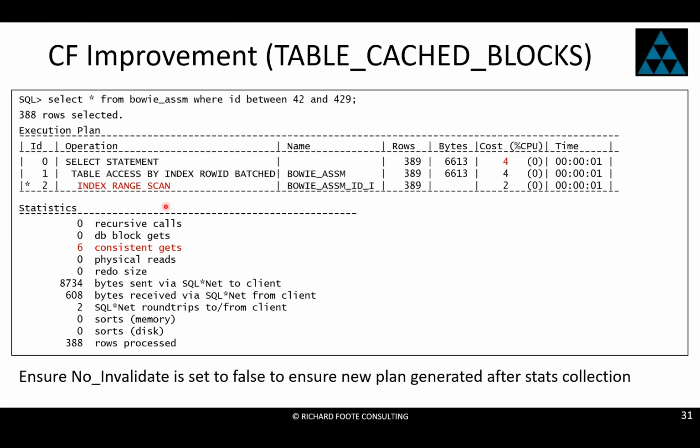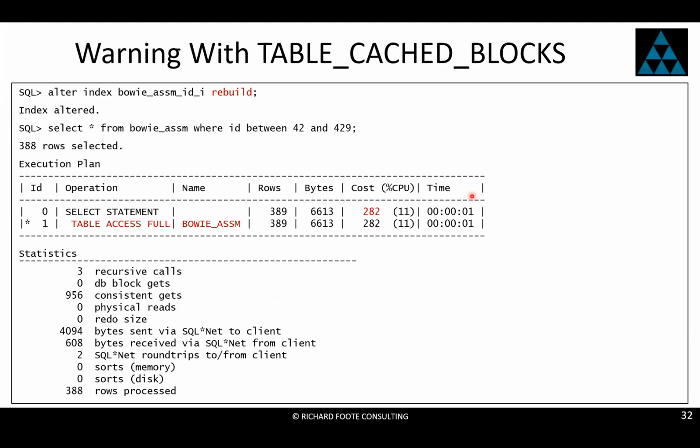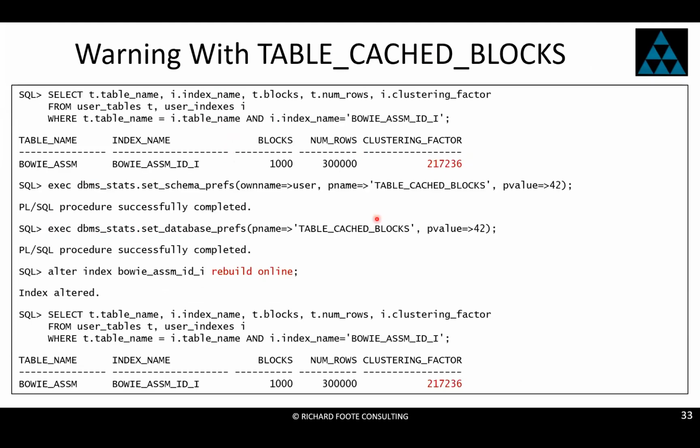So I can absolutely read an index very efficiently, because the clustering factor is now much more accurate. And the big warning, and this is still true in the current version of 19C, still true in the autonomous databases or on 19C, is that when you rebuild an index, it recalculates the statistics. And when it recalculates statistics, it does not use table cache blocks. So you've got to be really careful every time you rebuild indexes to recalculate your statistics again. Otherwise, you're going to be in a world of pain.